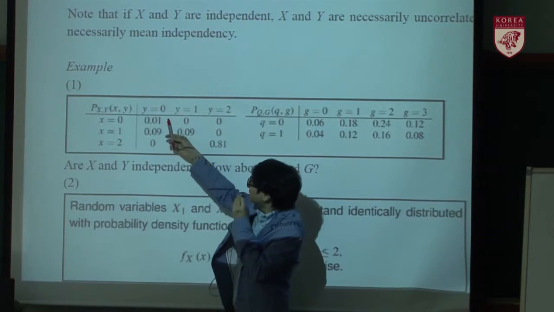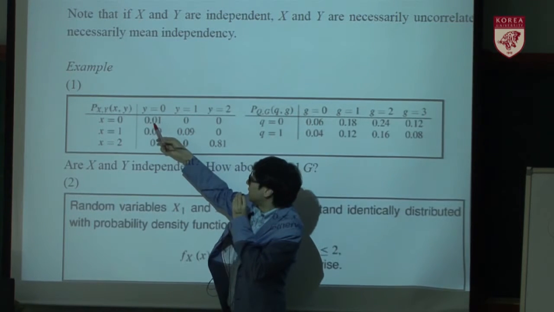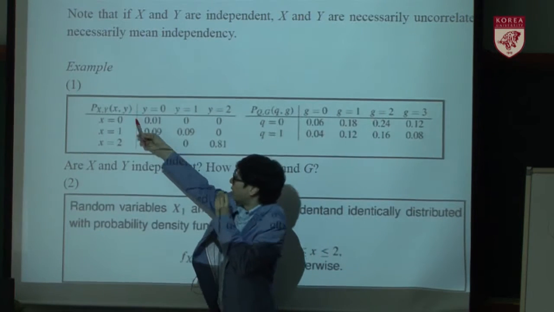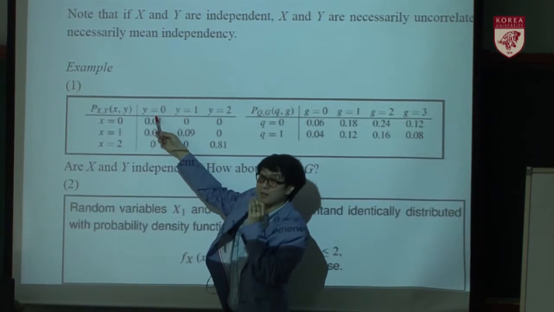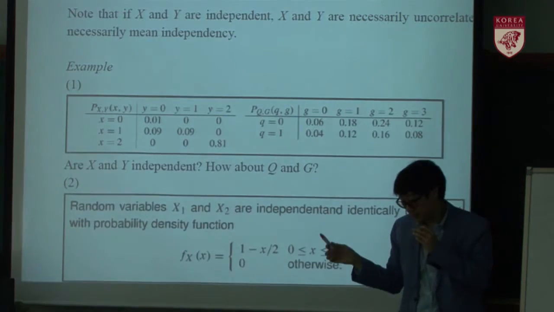Okay, so then what's the probability that Y equals 0? That means add this number and this number. That is the summation over all X for specific Y. Okay?